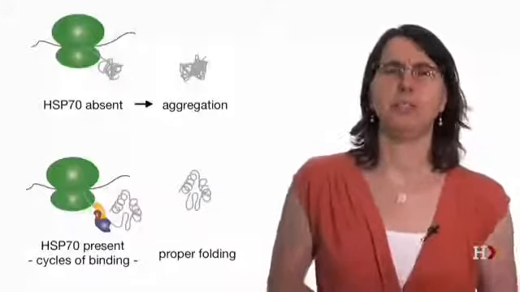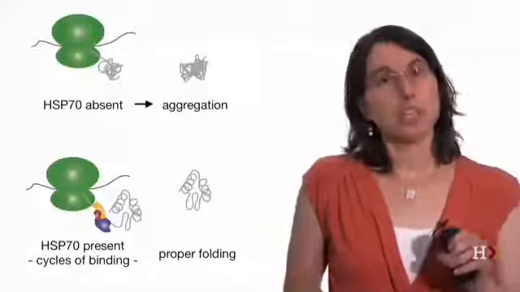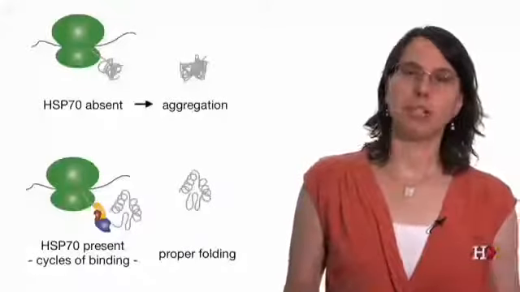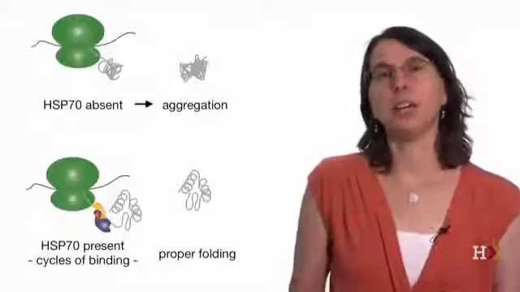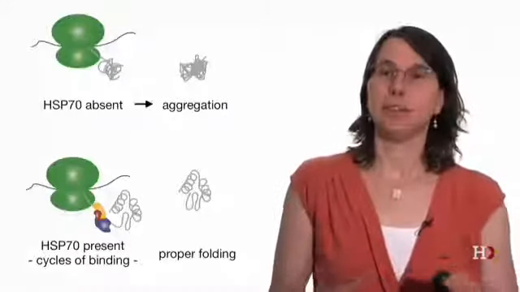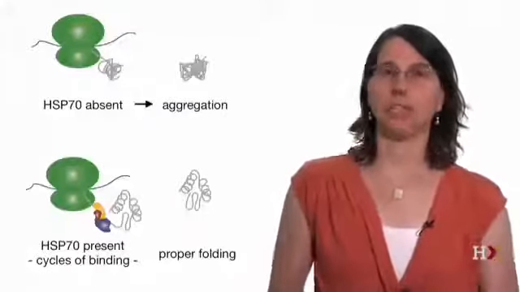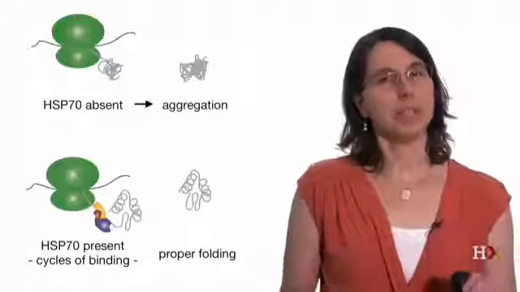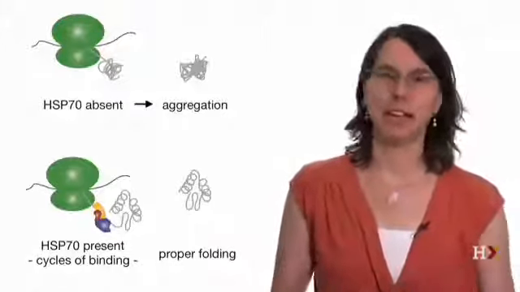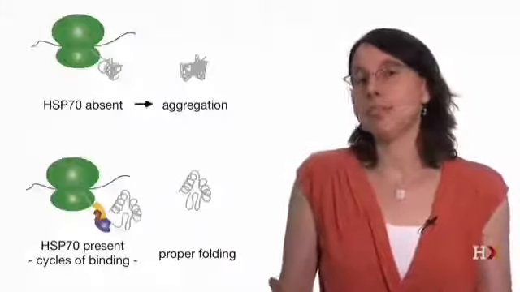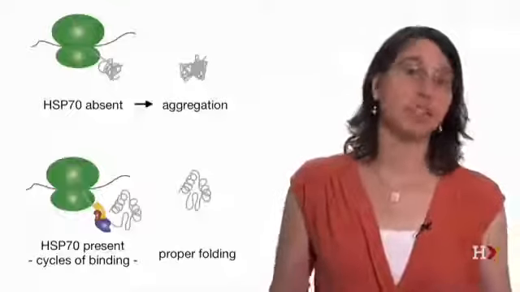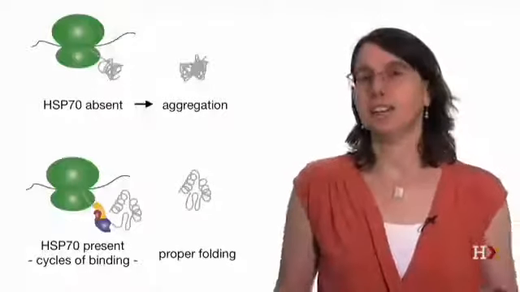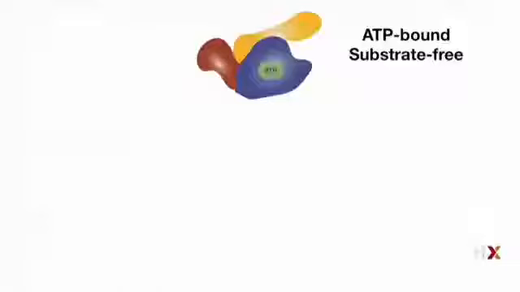But how would it do that? So the HSP70 interacts preferentially with hydrophobic residues. It will transiently mask these hydrophobic residues and prevent aggregation. But the key word here is transient, because HSP70 also needs to release the substrate to allow it to try to fold. If it was stably bound, it would effectively be just another kind of aggregate instead of the aggregates that it should prevent. So how does HSP70 interact only transiently with its substrates?